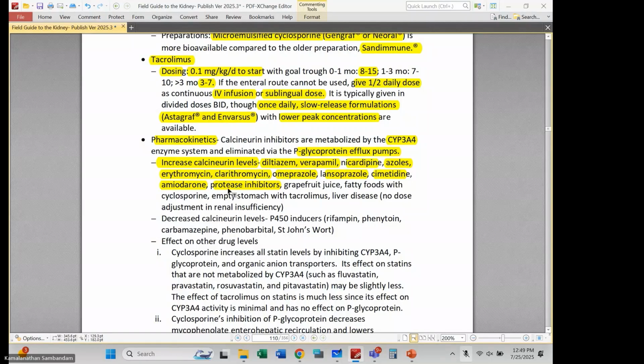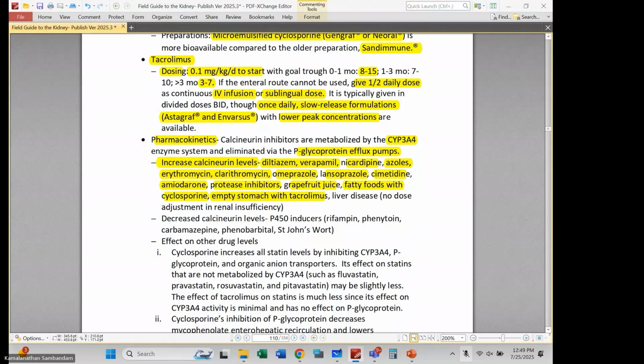Okay, Paxlovid is two antivirals. The ritonavir is essentially a boosting agent to increase drug exposure of the other. I'm forgetting the other antiviral that's part of the Paxlovid package. Okay, protease inhibitors, really potent inhibitors. Grapefruit juice is another inhibitor. Fatty foods with cyclosporin can increase cyclosporin levels through that effect on bioavailability, okay, especially with Sandimmune.